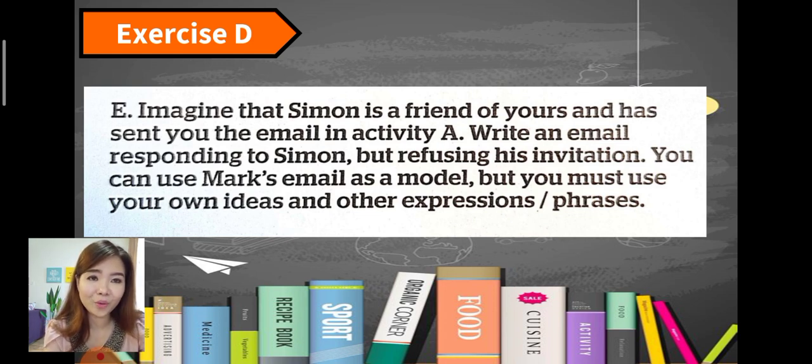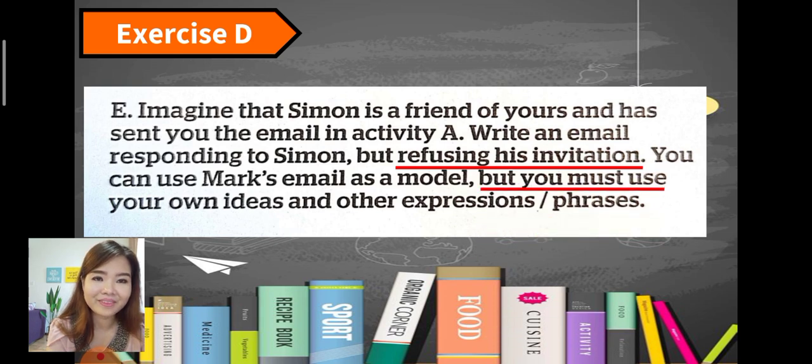Right, now we are going to write an email, but you have to make sure that you understand the question properly. When you write the email responding to Simon, you have to refuse his invitation. If you look at Mark's email to Simon earlier, he actually accepted the invitation. But this task is asking you to refuse his invitation.